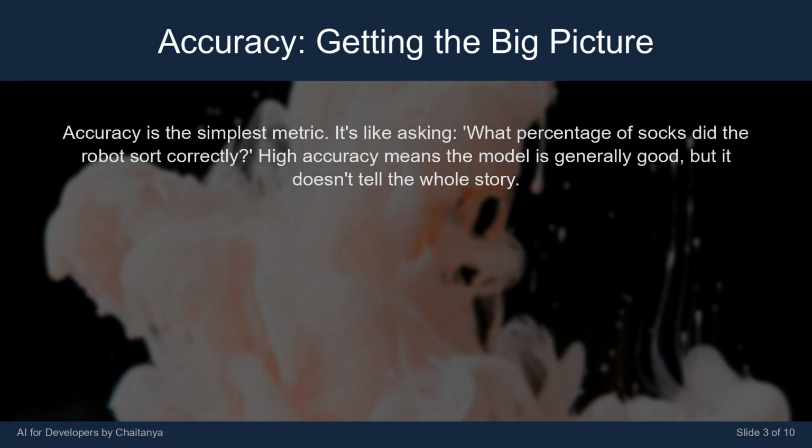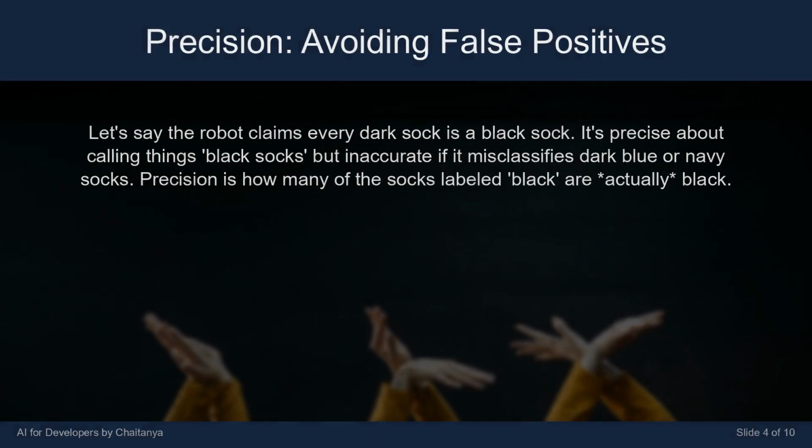Accuracy is the simplest metric. It's like asking, what percentage of socks did the robot sort correctly? High accuracy means the model is generally good, but it doesn't tell the whole story. Let's say the robot claims every dark sock is a black sock. It's precise about calling things black socks, but inaccurate if it misclassifies dark blue or navy socks. Precision is how many of the socks labeled black are actually black.